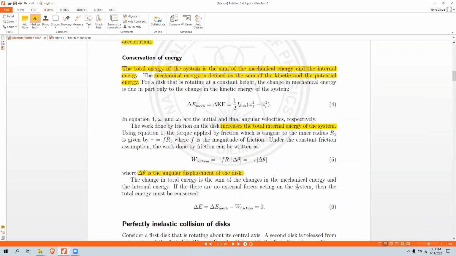If we say that the energy is conserved between the initial and final states of spinning, then your delta E should be 0. The total change in energy is the sum of the changes in the mechanical energy and internal energy. If there are no external forces acting on your system, then we will have a conservation of energy, which is mathematically represented by equation 6.